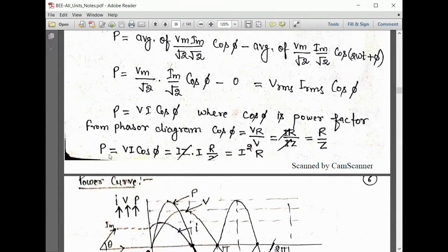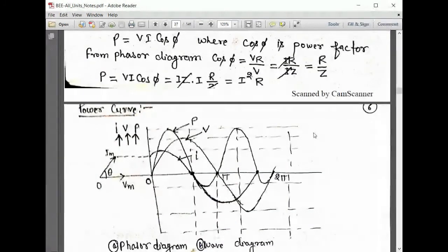Okay, and from here you can calculate the power factor, cos of phi. Cos of phi is equal to VR upon V, and it is represented by R divided by Z, same as we have discussed in the RL series circuit. That's why I am not explaining it, okay, because we have already seen this expression in the RL series circuit.